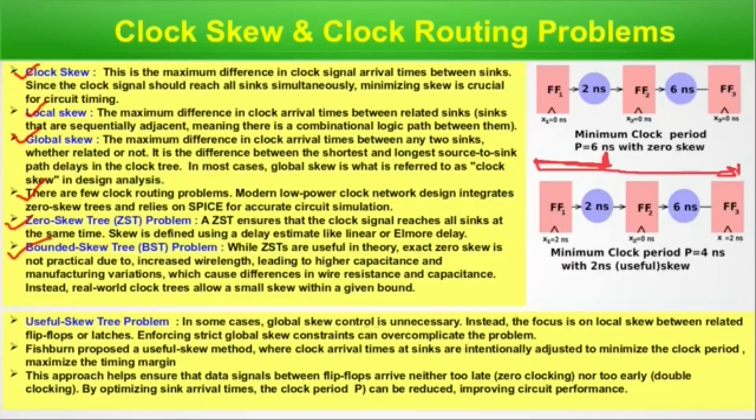In some cases global skew control is unnecessary. Instead the focus is on local skew between related flip-flops or latches. Enforcing a strict global skew constraint can overcomplicate the problem. So in some cases it's not necessary.